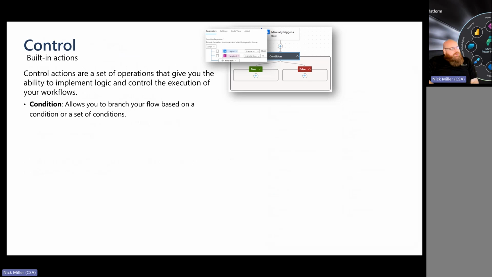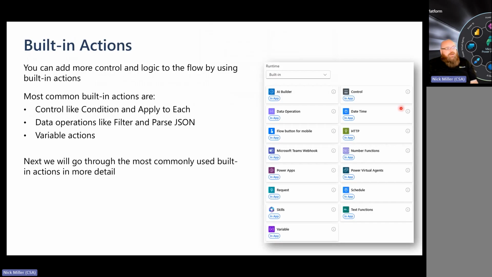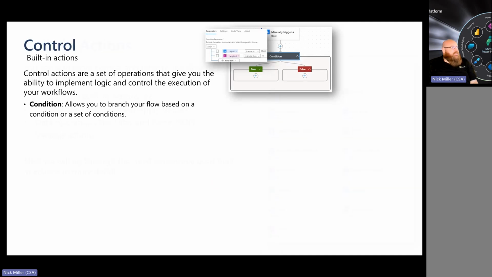Controls, or built-in actions, are a set of operations that give you the ability to implement logic and control through the execution of the flow. The first type of control, and when I say control, I mean when I pop back over here, if we add in this control here, I believe there's 6. It's been a minute since I counted. The first one is a condition, right? It lets you do if logic. If this equals this, if it's true, go down this branch. If it's false, go down this branch.